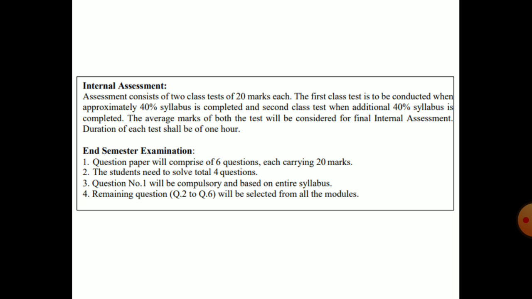Next is internal assessment. Internal assessment consists of 2 class tests, 20 marks each, and you have to take an average of them. For the first unit test, 40% of the syllabus should be covered. In the next part, 40% of the syllabus should be covered. So that is the second unit test. End semester examination is of 80 marks. In that 80 marks, there will be 6 questions. The first question is compulsory, and out of questions 2 to 6, you have to solve 3 questions. For the 4 questions, there are 20 marks each, total 80 marks.